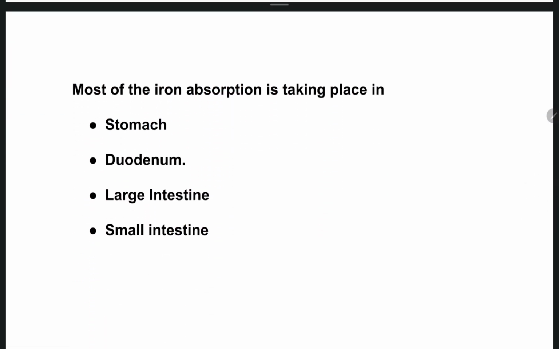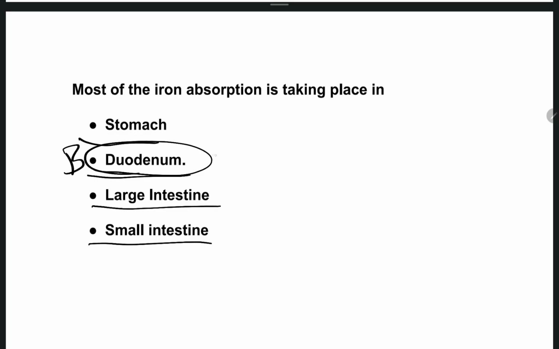Most of the iron absorption is taking place in stomach, duodenum, large intestine, small intestine. The right one is option B, duodenum. So most of the iron absorption is taking place in the duodenum. It is a part of the small intestine.